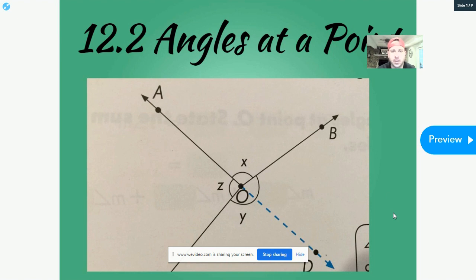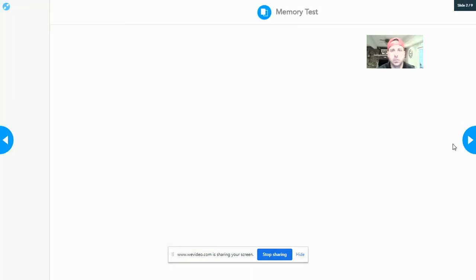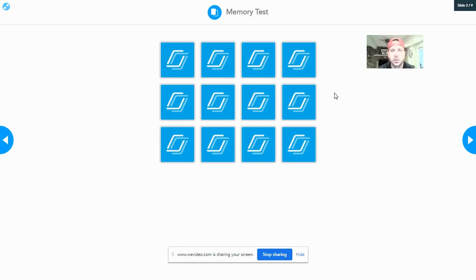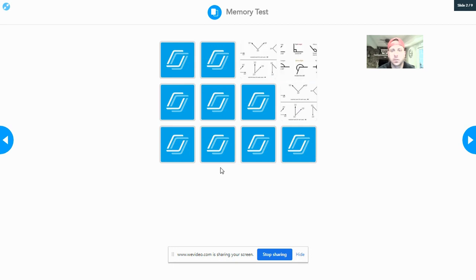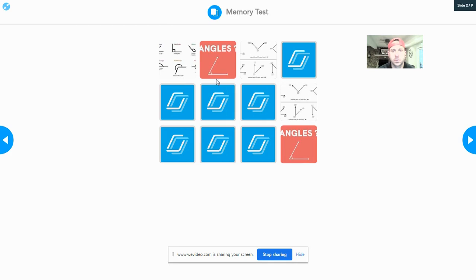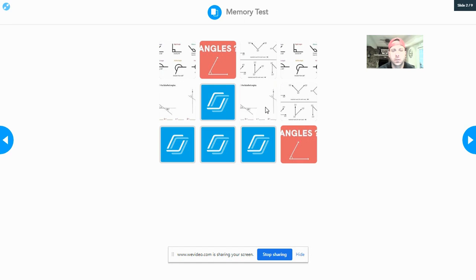It's just a fun little memory test game here. So we're going to try to match things up. Just take a peek at what we've got here. Protractor. 13 moves. I'm sure you guys can do better than that.